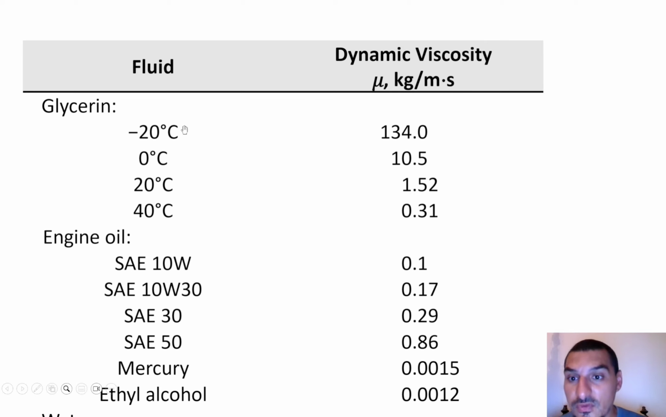If you look here, this is just an increment of 20 degrees Celsius from here to here, and this is 20 more Celsius, and this is 20 more degrees. And you see the viscosity here is decreased by more than 10 times. So this 134 became 10.5. This is for glycerin, of course. And with 20 more degrees increase in temperature, it reduces again by 10 times. It's 10.5, it becomes 1.5. So the temperature is significantly affecting the viscosity.